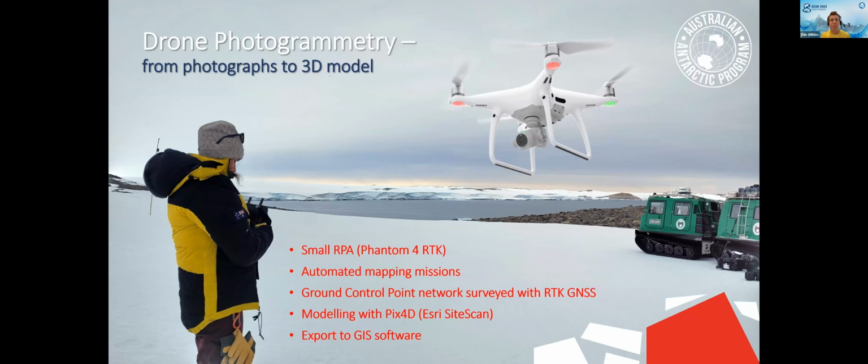little manual control required. The main thing we need is ground control points, or networks of ground control points that are well surveyed, particularly for sites that are covered by snow and ice, so that you can go back time and time again and get things to line up. We tend to do our photogrammetric modeling in Pix4D or Esri Site Scan, and then we export that to GIS software for site management.